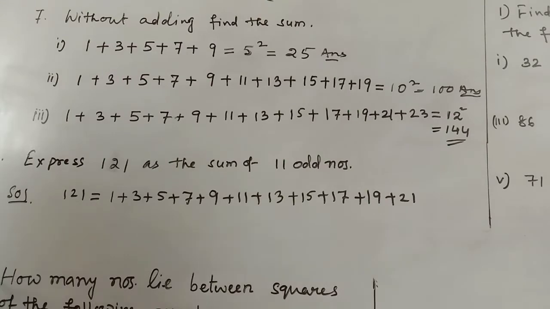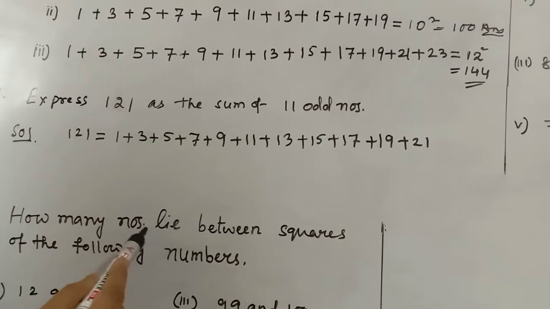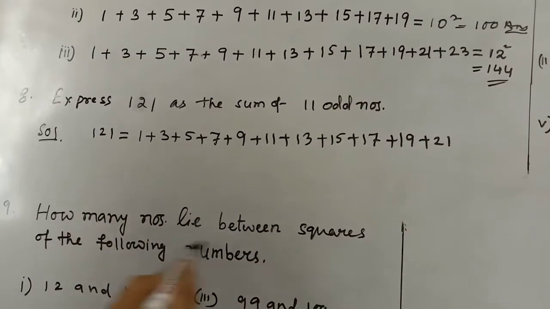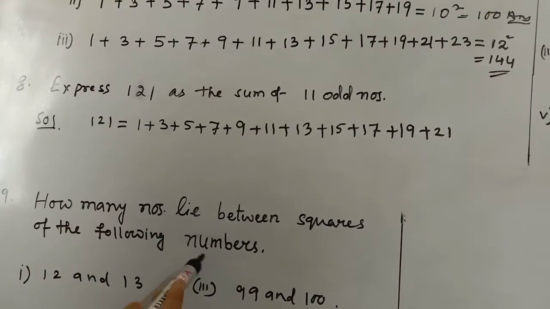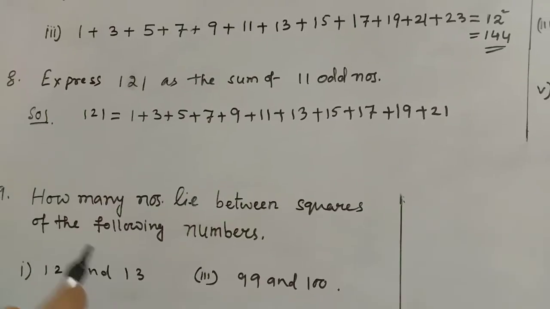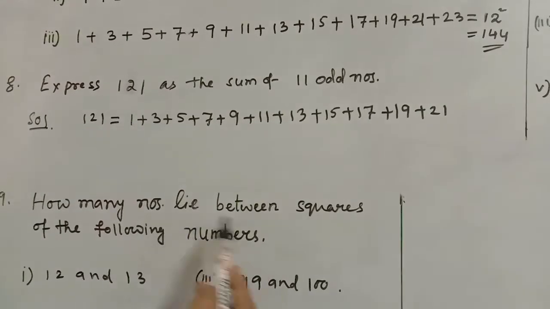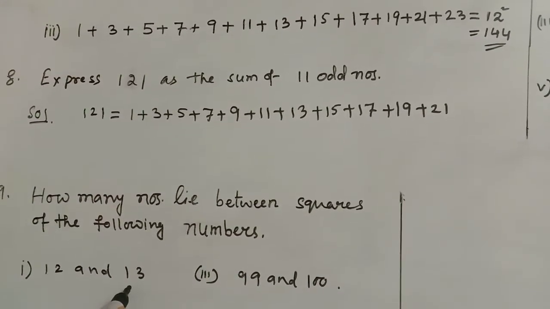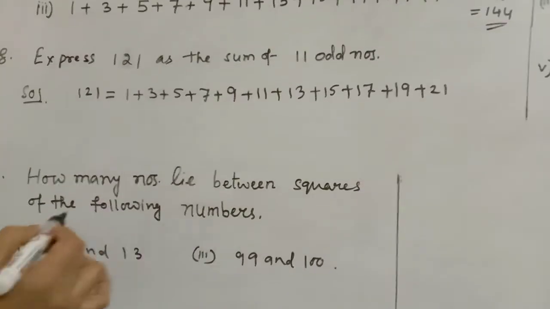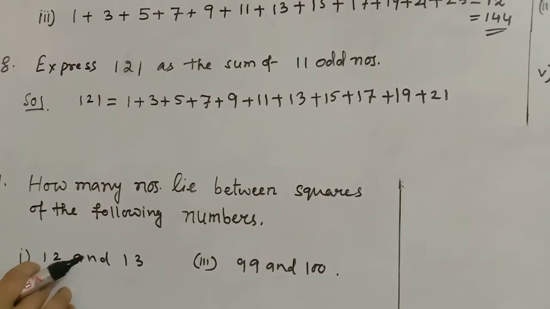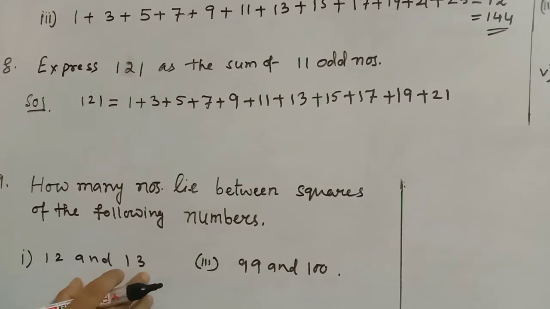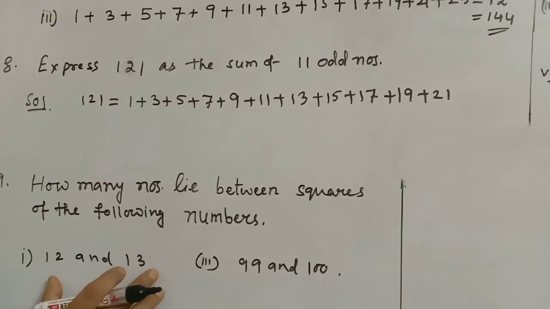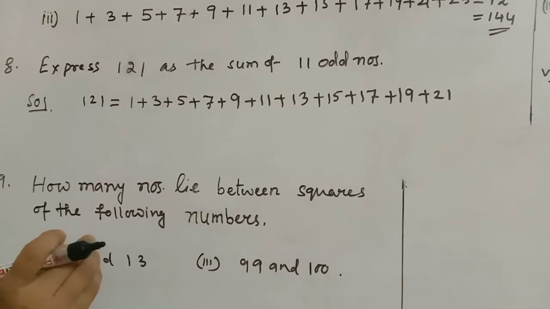Next question is question number 9. How many numbers lie between squares of the following numbers? The question is 12 and 13. Read the question properly: squares of 12 and 13. You have to find the numbers in between the two squares.